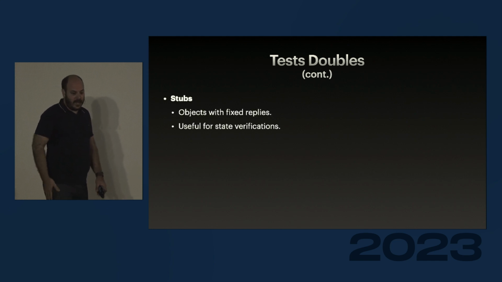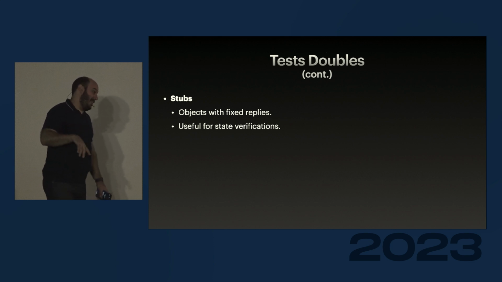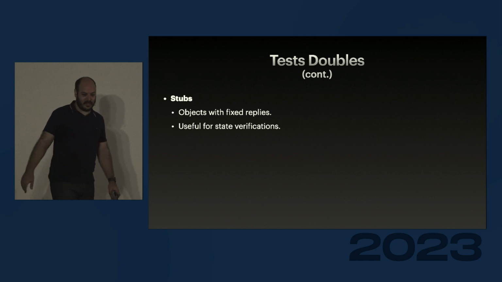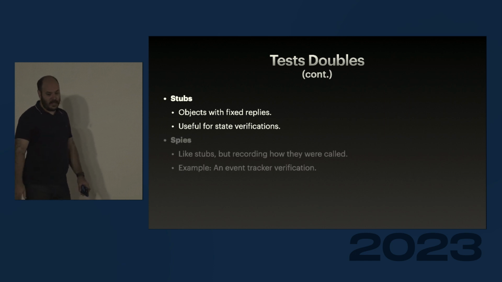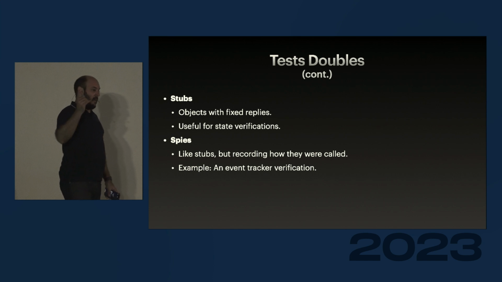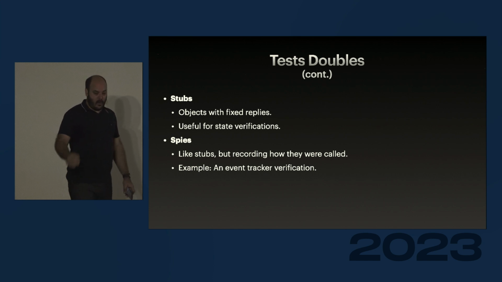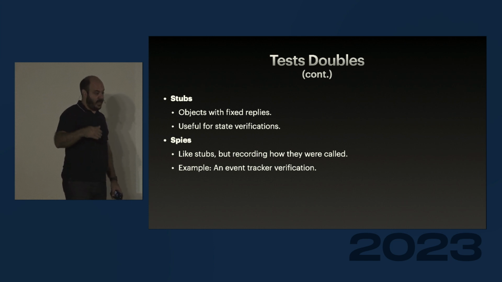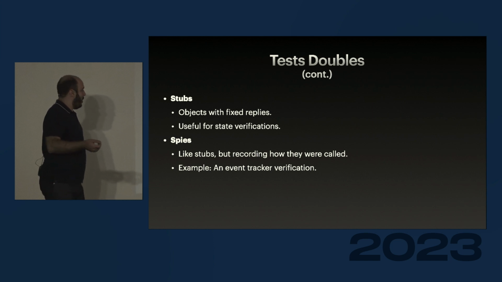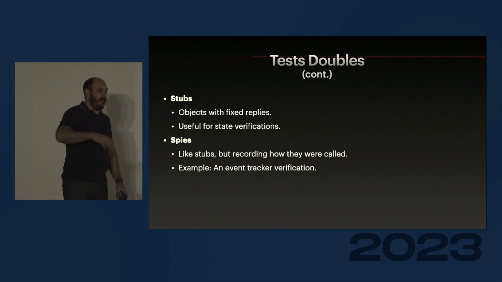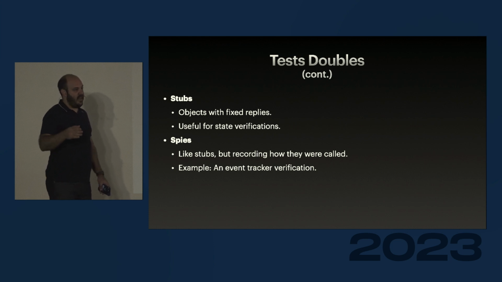And stubs are objects that have fixed responses, and these are the most common that we usually implement, but we call them mocks. These are the most common and useful for state verification. And spies are a level more: not only stubs, but they also record the way they were called, so then we can verify that. For example, when we have an event tracker and we want to see if the track was called.